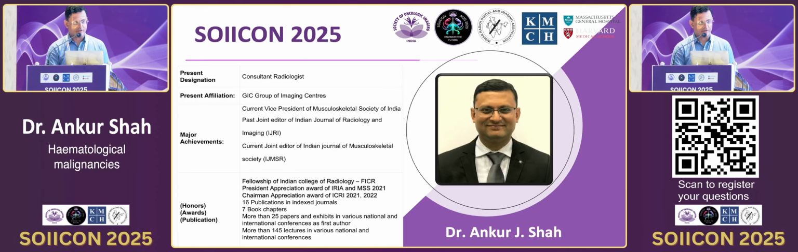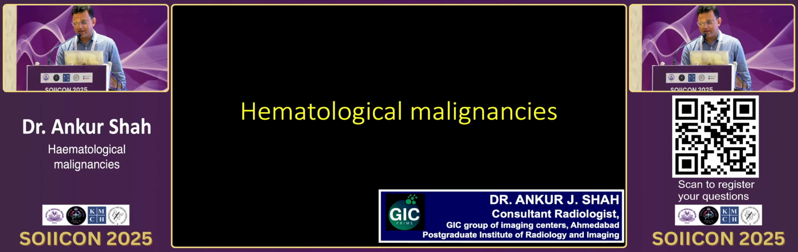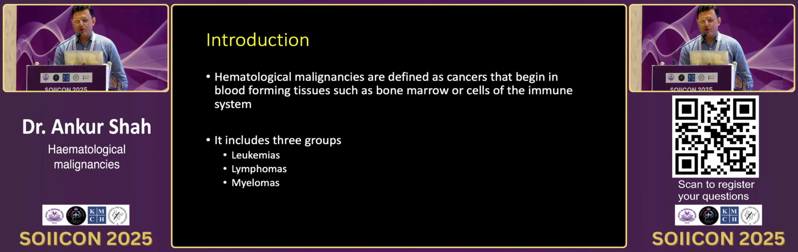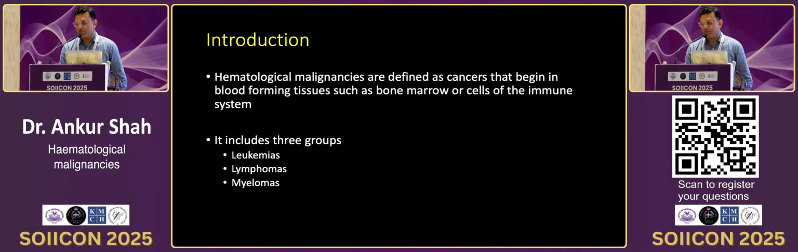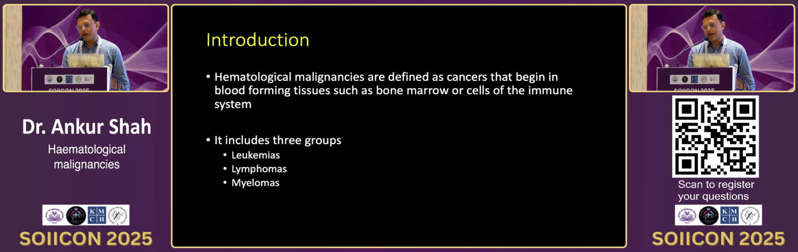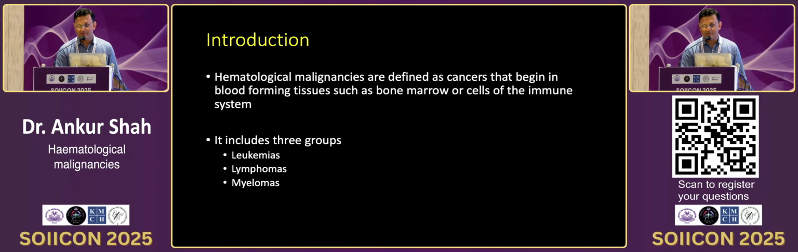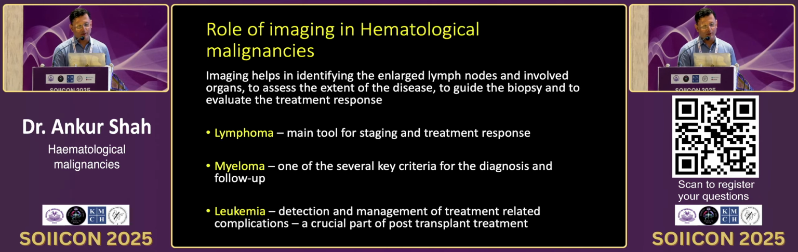Thank you for the kind introduction, and I'll be discussing hematological malignancies. We know hematological malignancies are defined as malignancies which begin in the blood forming tissues like the bone marrow as well as cells of the immune system. And these malignancies basically include three groups of diseases: the leukemias, lymphomas as well as myelomas.